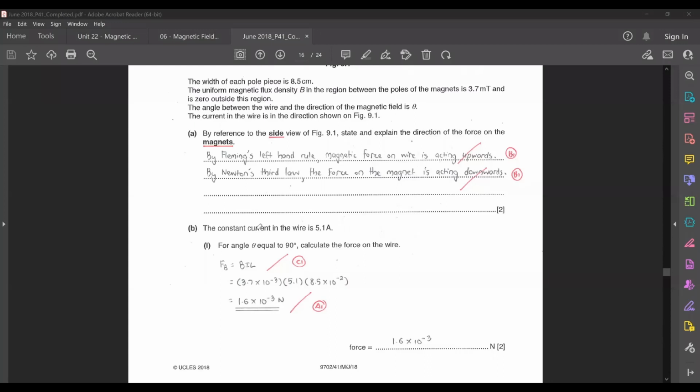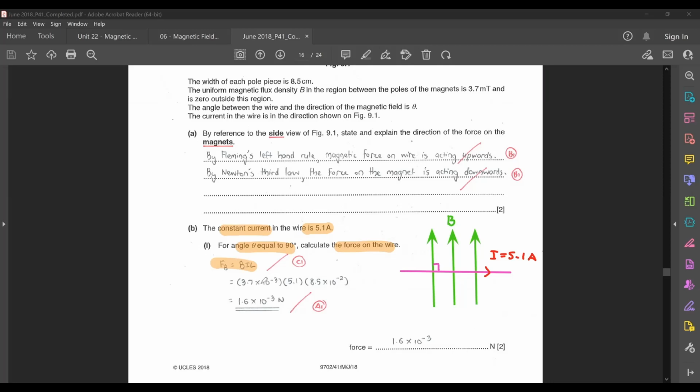As for the next part of the question, the constant current in the wire is 5.1 amp. For an angle of theta equals 90 degrees, calculate the force on the wire. So since it's 90 degrees right now, you can imagine that if this is your magnetic flux density B in this direction, your wire is now placed at 90 degrees to the magnetic field. And your current is actually flowing in this particular direction right now, where the magnitude is 5.1 amps. So we already learned that if you're talking about the magnetic force acting on a wire perpendicular to your field, it's just going to be FB equals BIL.